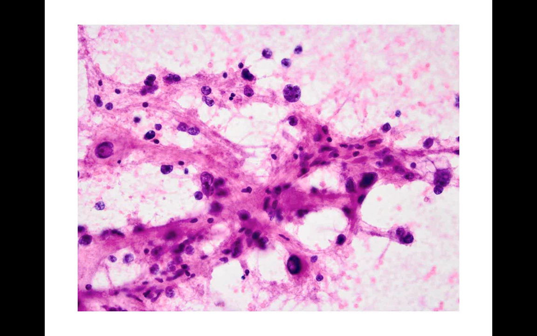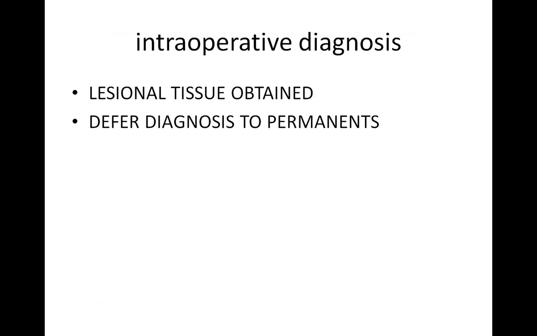Because if you needed something more definitive, maybe I'd call some of my colleagues in. We could try to come up with some kind of consensus. But he was okay with it. He said, no, as long as I know I've got lesional tissue, we can work it up later, over the next couple of days using more sophisticated methods. So that was my diagnosis. That's what I wrote down on the sheet. I said, lesional tissue obtained, and we're going to defer the diagnosis to those permanents, i.e.